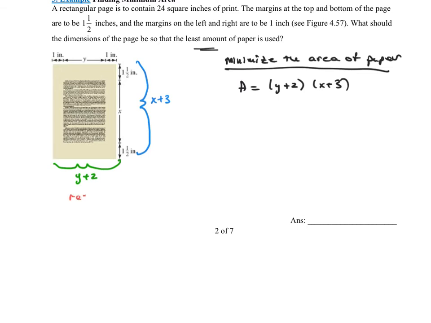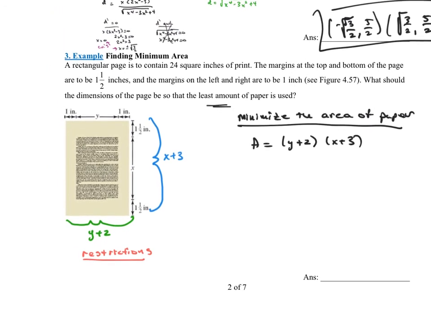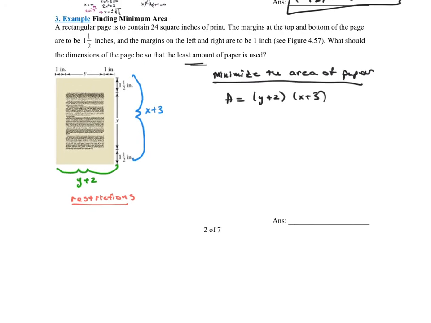So let's think about what the restrictions are. The restrictions are on the area of print. There must be 24 square inches of print. And again, the print is y by x. So the area of the print, which would be x times y, has to be 24. So that allows us to simply solve for one of the variables. How about divide both sides by x, and I'd have y equals 24 over x.